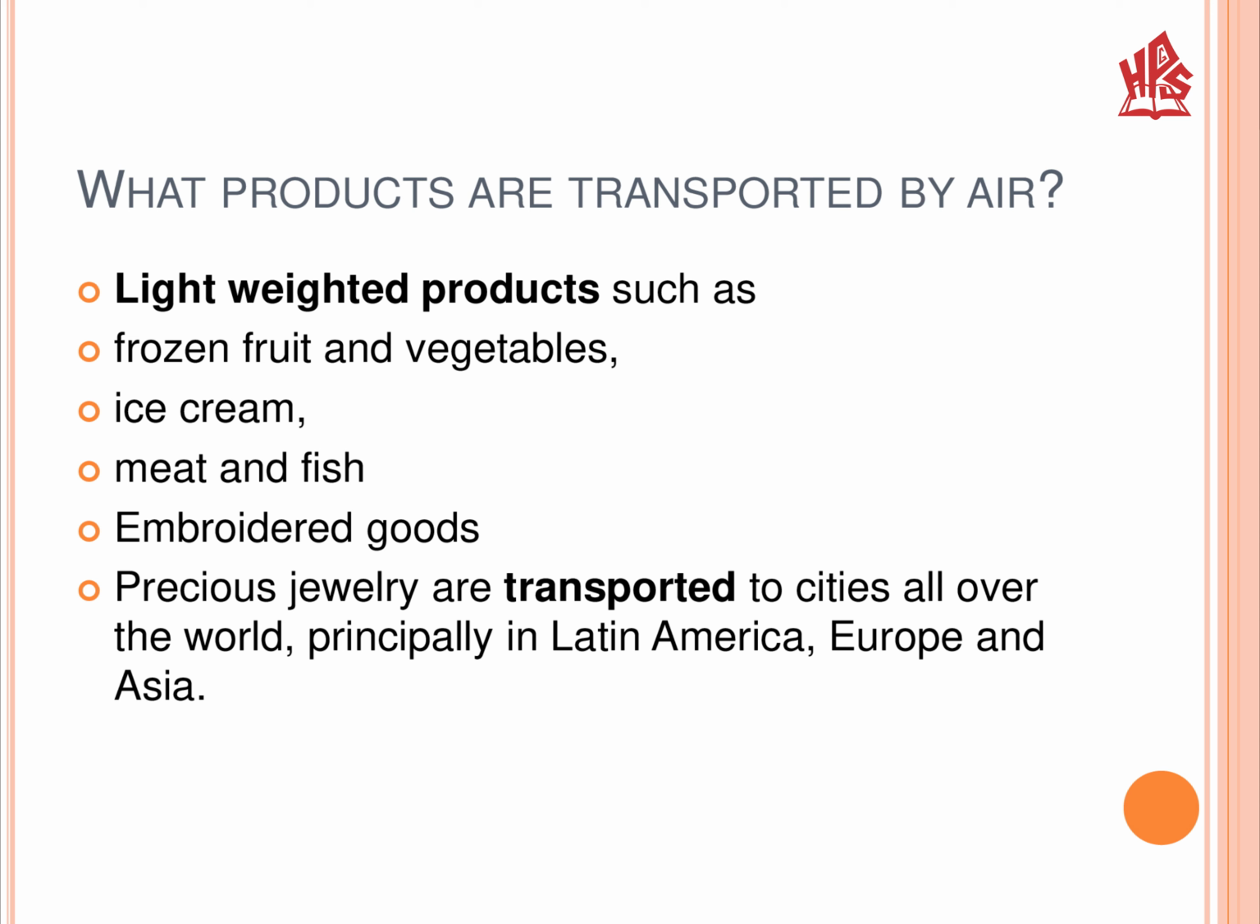Now let's talk about what products are transported by air. Of course, the lightweight ones, products which are easy to carry. Frozen items, vegetables, ice cream, meat and fish, embroidery products and precious jewelry. There are many other products which are also transported by air routes. In your book, you have seen the example of Hong Kong, so you must go through that. It is very important to know.